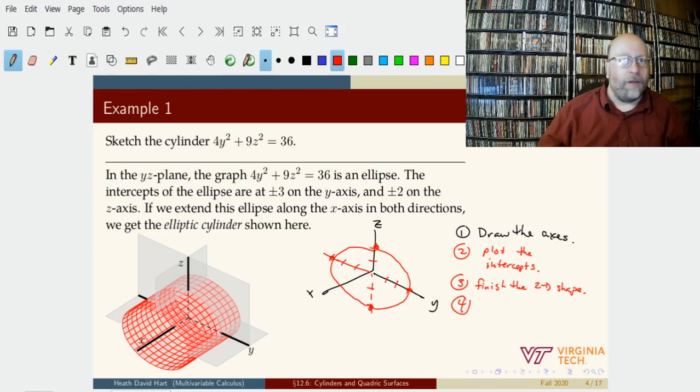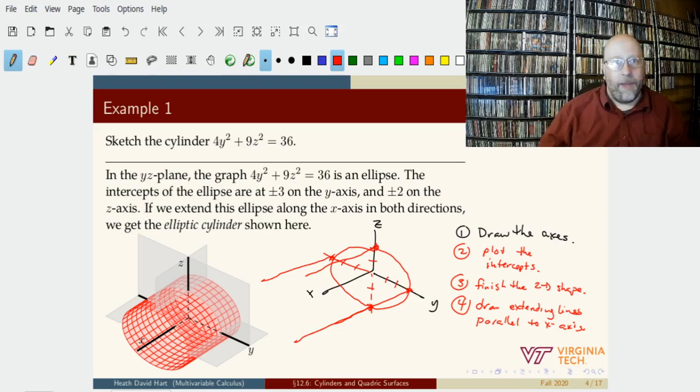Then we draw extending lines that are parallel to the x-axis. The x-axis is the one that's missing here. So we're going to draw an extending line from here. And notice that these are parallel. And then draw an extending line up here. An extending line up here. And this extending line is almost in the same place, and that's okay.